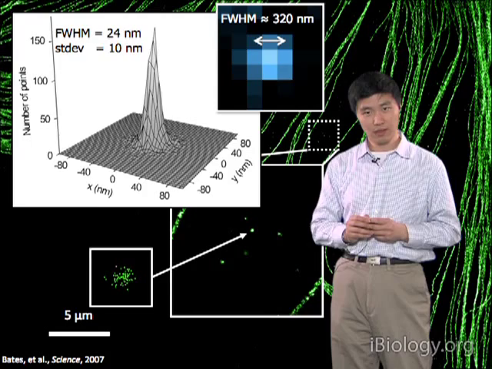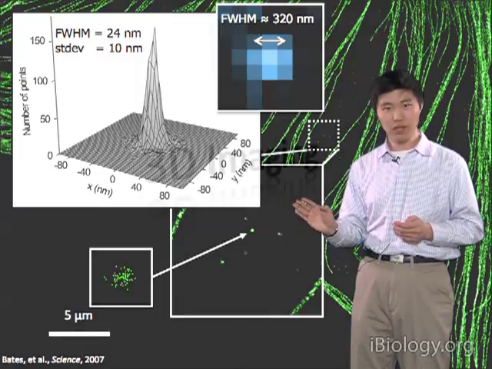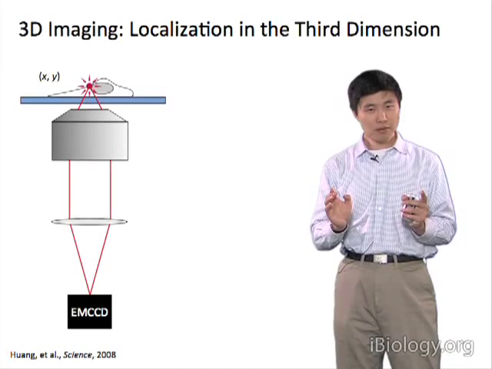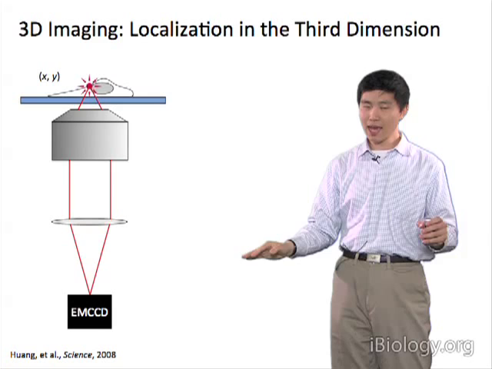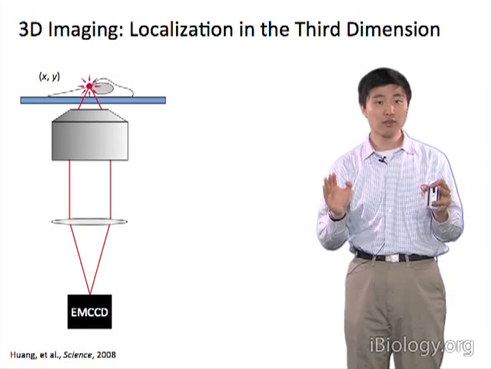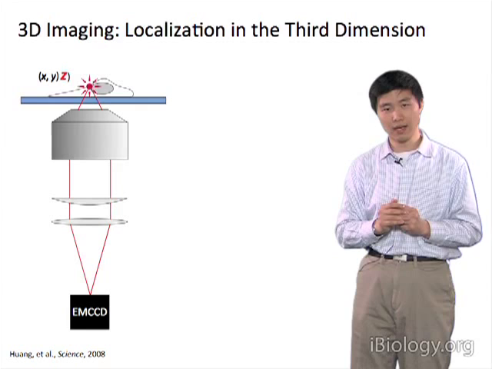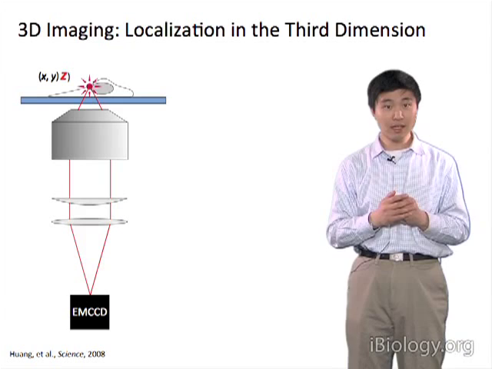And one thing is the cellular structures are all in three dimensions. So we need to think about a 3D imaging method. For 2D imaging, what we do is we have a fluorophore in a cell, and we image it on the camera. We do the localization, we get an XY coordinate. That reconstructs a 2D image. For 3D imaging, we need to get a Z coordinate in addition to the XY. And fortunately, there are a number of single molecule 3D localization methods that are already developed that we can use.